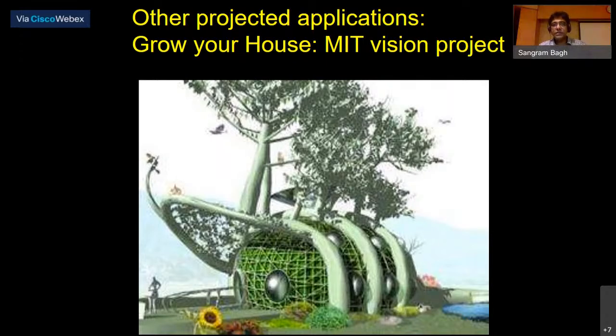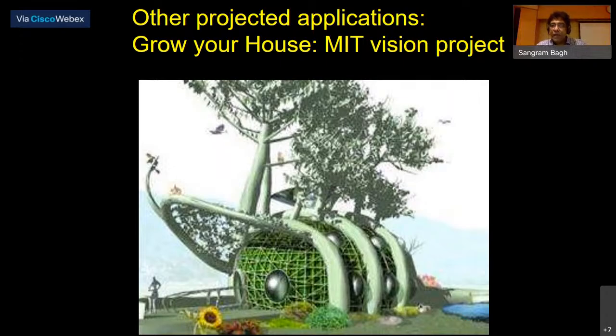So here is just a toy project. The idea is called MIT Vision project, and the idea is to grow your house. What does that mean? You know that a plant grows in its own way. If it's a bamboo tree, it goes its way. If it's just a bush, it'll go like a bush. If it is a pine tree, it goes straight or something like that.